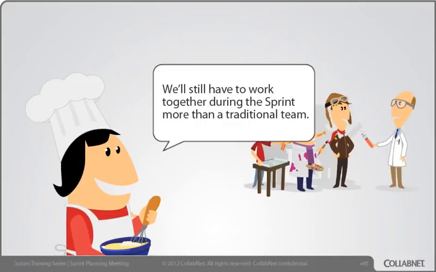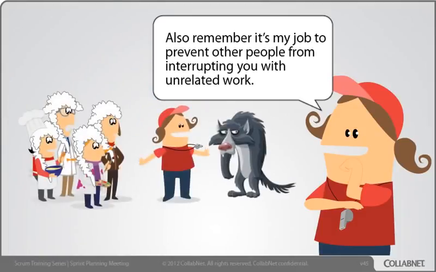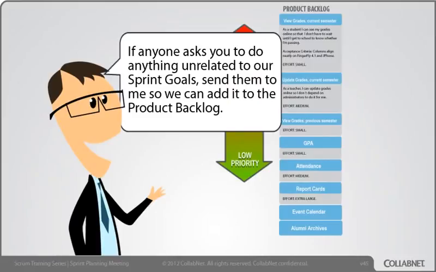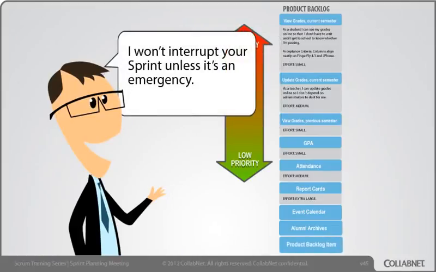We'll still have to work together during the sprint, more than a traditional team. That's why we've got a team room. Also remember, it's my job to prevent other people from interrupting you with unrelated work. If anyone asks you to do anything unrelated to our sprint goals, send them to me so we can add it to the product backlog. I won't interrupt your sprint unless it's an emergency.